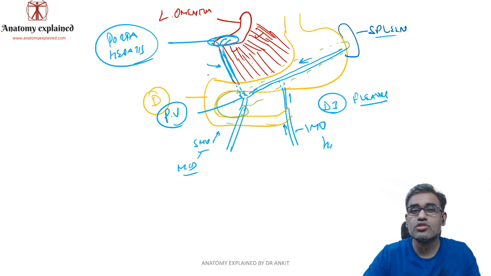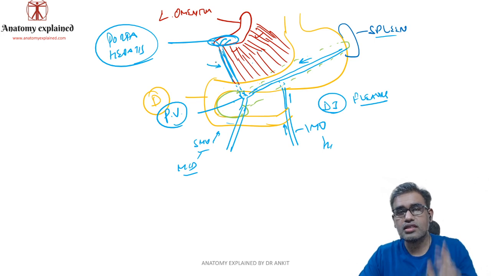Behind this right free margin you have the epiploic foramen, and the cavity is your lesser sac that we have done in the peritoneal part, and near to this we have the cavity which is known as the greater sac. This is how the route is taken up.